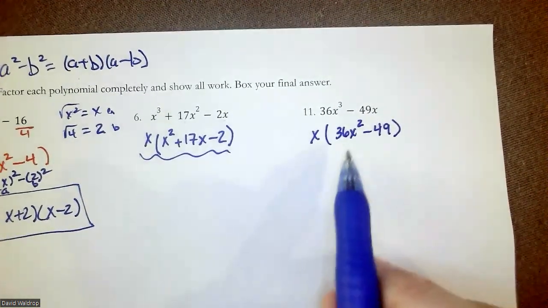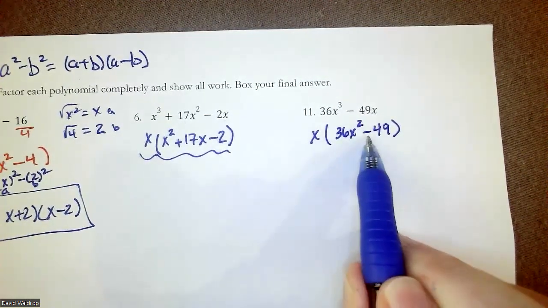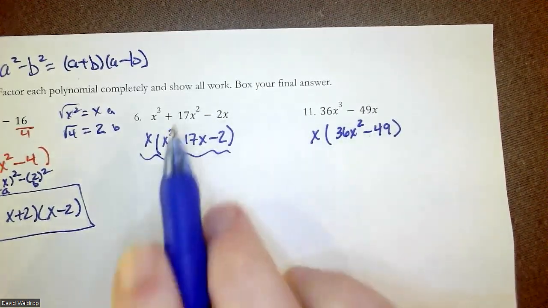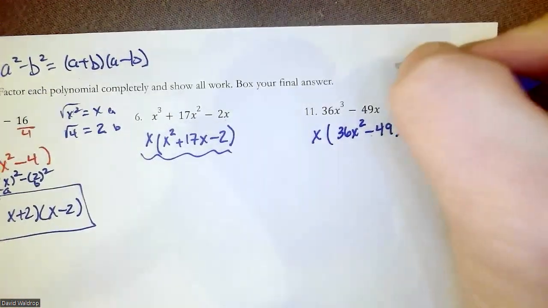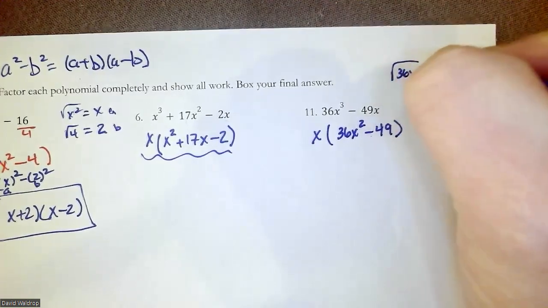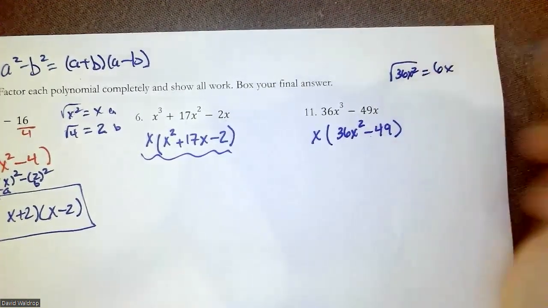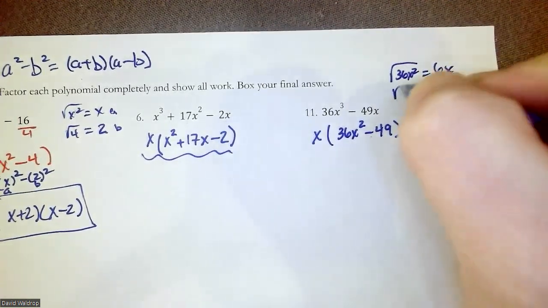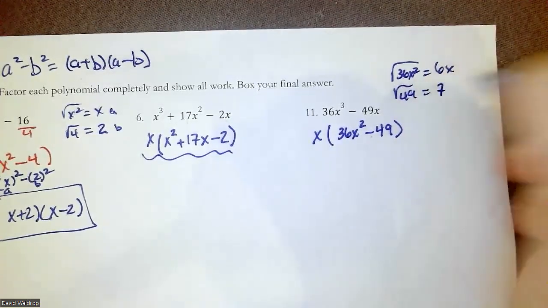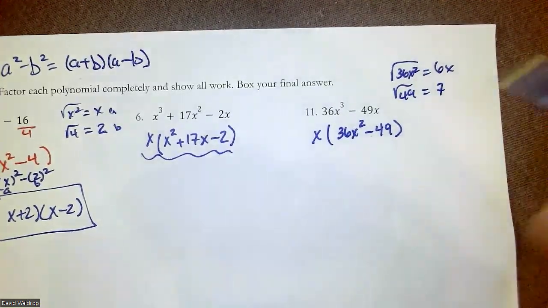Okay. So now if I look at this, it's got a square and a minus. So I think it might be our formula. So let's see. If I take the square root of 36x squared, that's 6x. Yes. If I take the square root of 49, that is 7. So yes, that works.